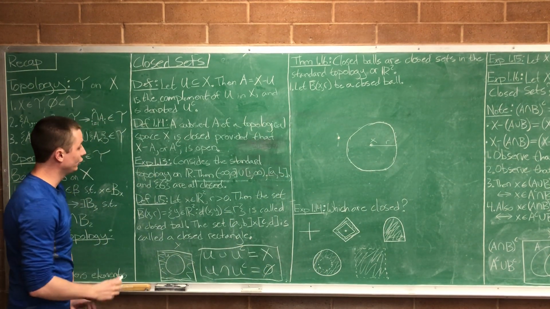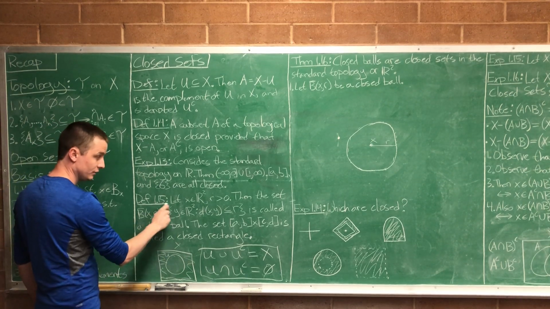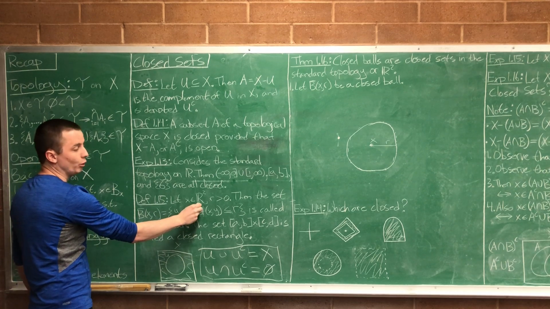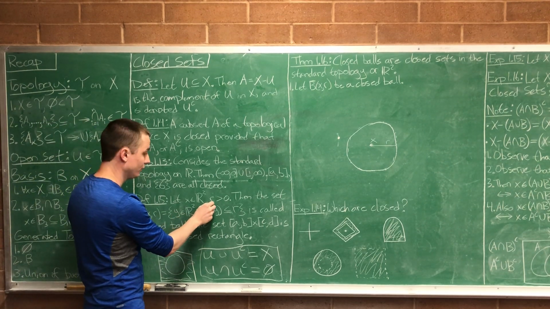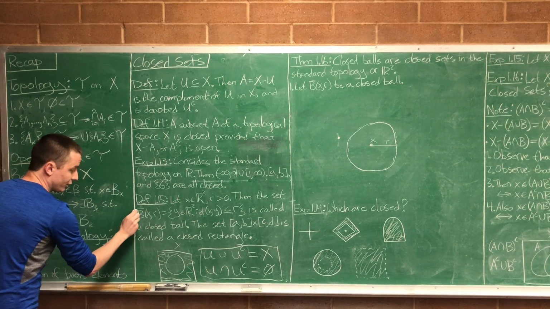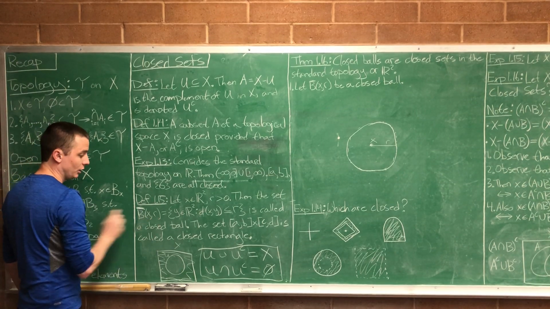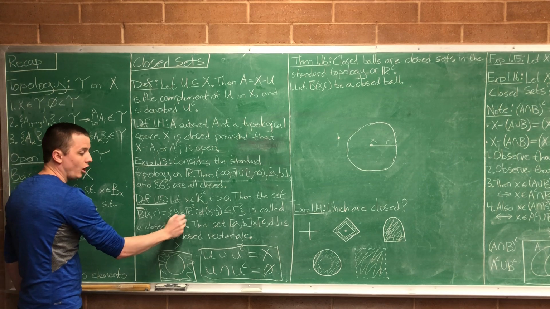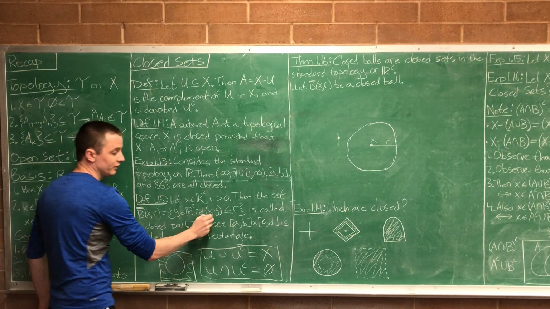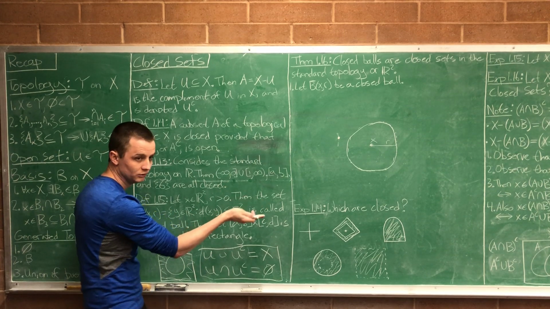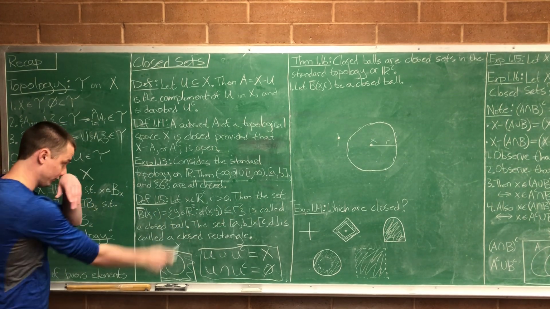And so to signify a closed ball, we put a line above the B. So let x be any point in R2 and let r be any positive number. Then the set B-bar(x, r), that line above it is very important, is equal to the set of all points in R2 whose distance is less than or equal to r. Closed ball. A ball that includes its border. And it's called a closed ball.